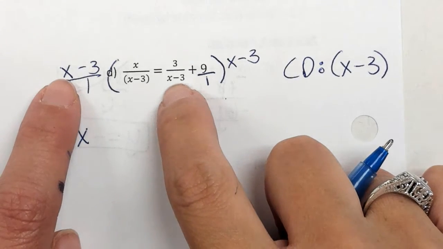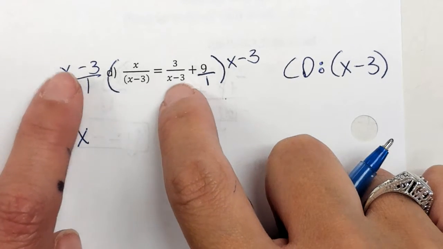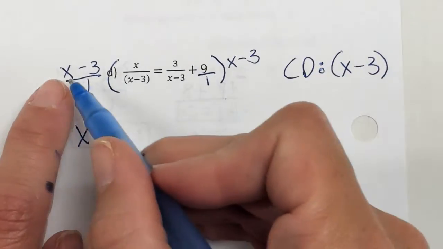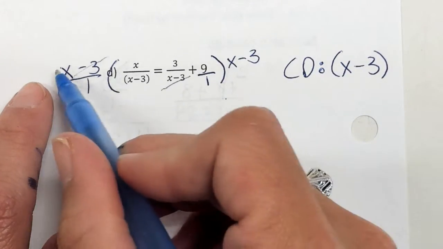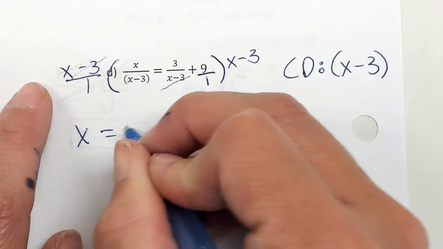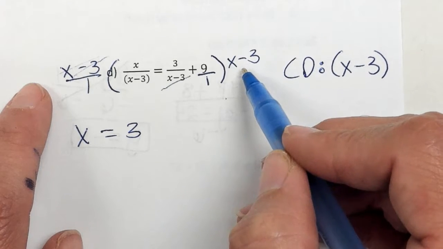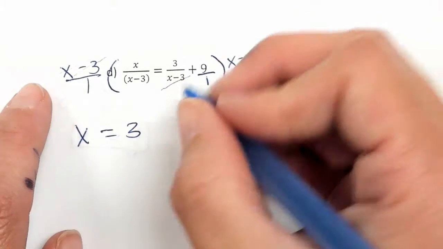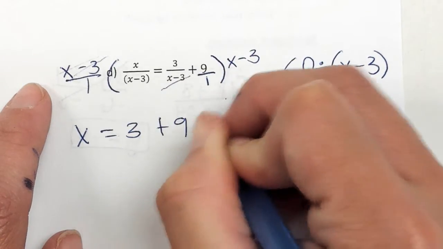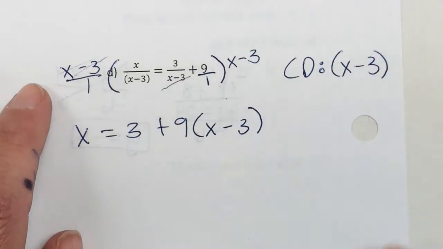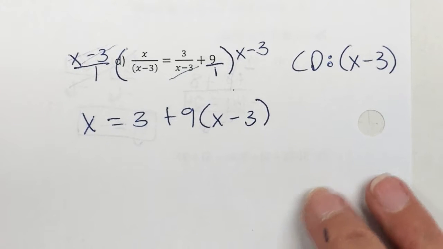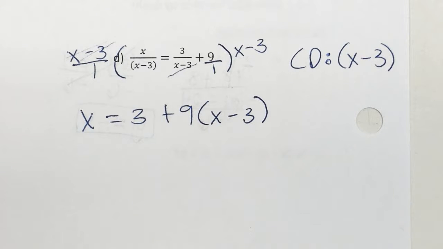Alright, this one, what would happen? Very good, because the X minus 3's would cancel out again, right? And you'll just have equals 3. And then over here, we would actually have to do 9 times this, right? Because it doesn't have X minus 3 on bottom. So let me write plus 9 times X minus 3. Everybody with me so far?